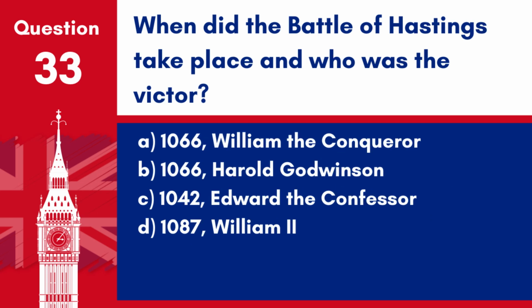Question 33. When did the Battle of Hastings take place and who was the victor? A. 1066, William the Conqueror. B. 1066, Harold Godwinson. C. 1042, Edward the Confessor. D. 1087, William II. Answer: A. 1066, William the Conqueror. The Battle of Hastings occurred in 1066, and William the Conqueror defeated Harold Godwinson to become the King of England.